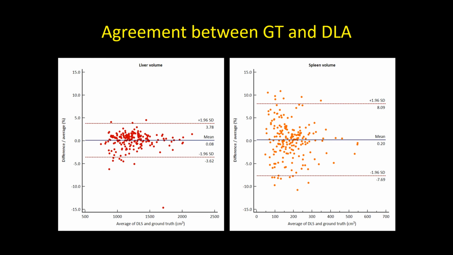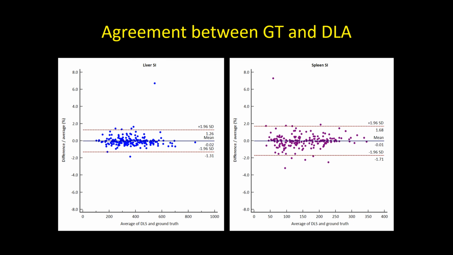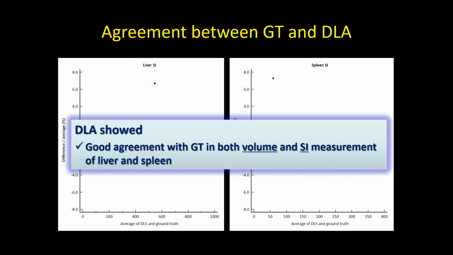These graphs show the Bland-Altman analysis between the ground truth and deep learning algorithm. The liver and spleen volume calculated by the deep learning assisted segmentation map showed no significant bias. Regarding the signal intensity, no bias was found for any of the signal intensity indices measured by the deep learning algorithm. Therefore, the deep learning algorithm showed good agreement with ground truth in both volume and signal intensity measurement of the liver and spleen.